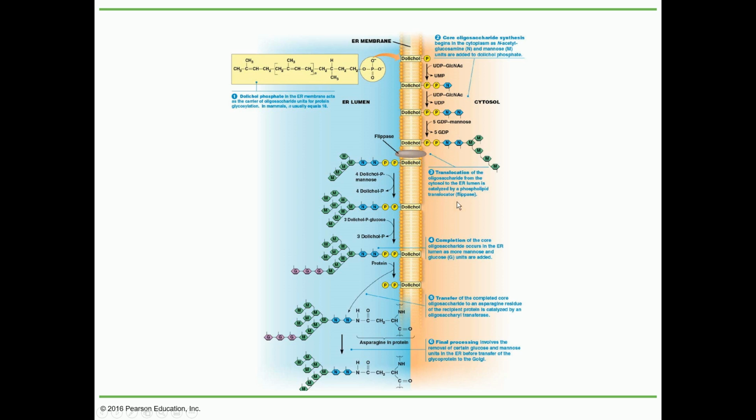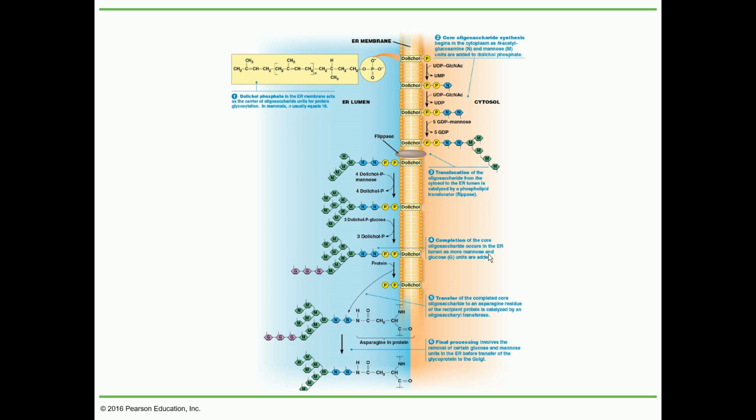Once this happens, translocation of the oligosaccharide from the cytoplasm to the ER lumen is catalyzed by a phospholipid translocator. There is another protein here called a flippase. Its function is to flip this oligosaccharide subunit, which is not completely made yet, so it moves from this side to this side. It goes into the ER lumen. Earlier it was in the cytoplasm, now it goes to the ER lumen.